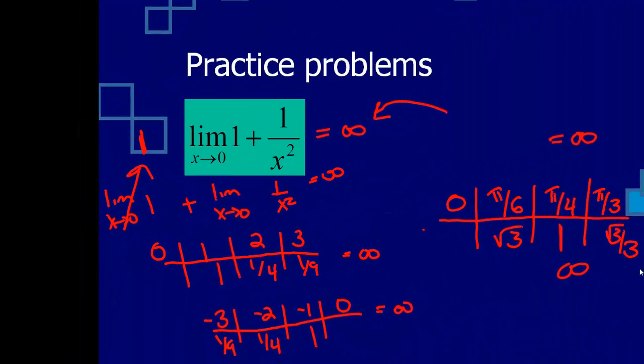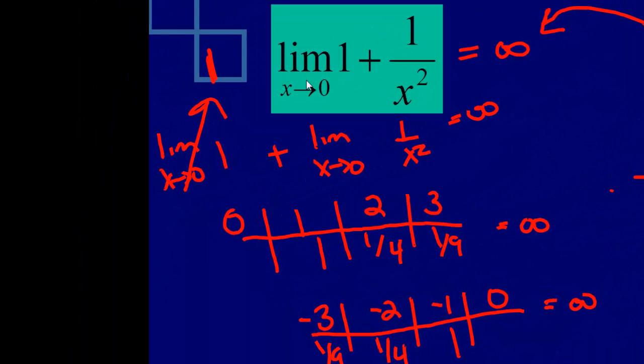So let's look at a couple of examples here. If we look at the limit as x approaches 0 of 1 plus 1 over x squared, well, the limit of 1 as x approaches 0 is just 1. So that's kind of like our g of x in the example. Plus 1 over x squared.